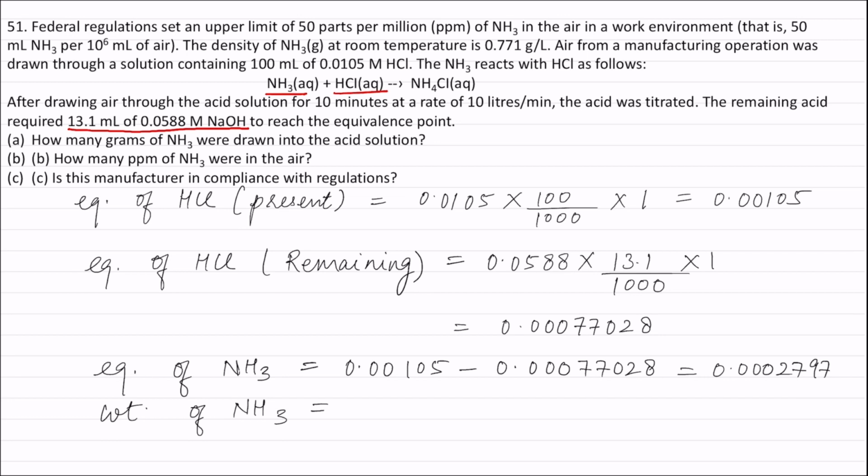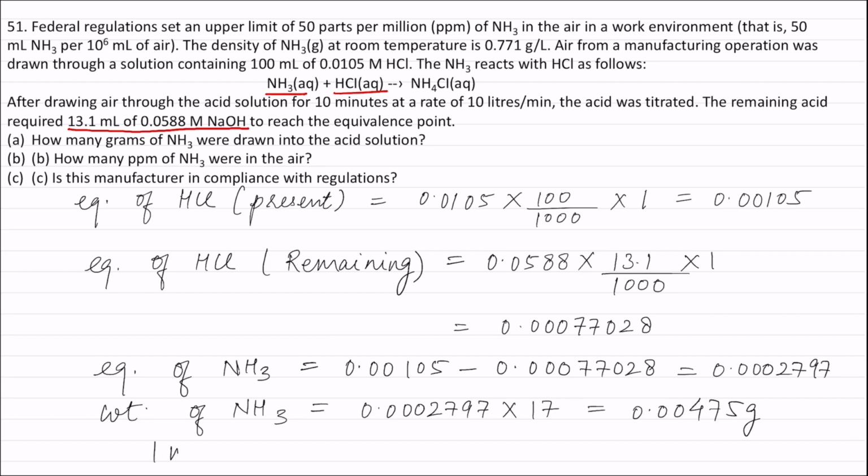Now, from this, weight of ammonia will be equal to equivalents of ammonia, that is 0.0002797, into equivalent weight of ammonia, that is 17, and this is equal to 0.00475 gram. Therefore, the answer to the first part of the question is 0.00475 gram.